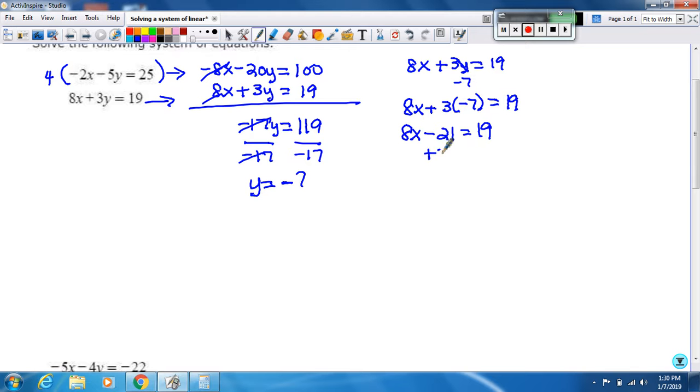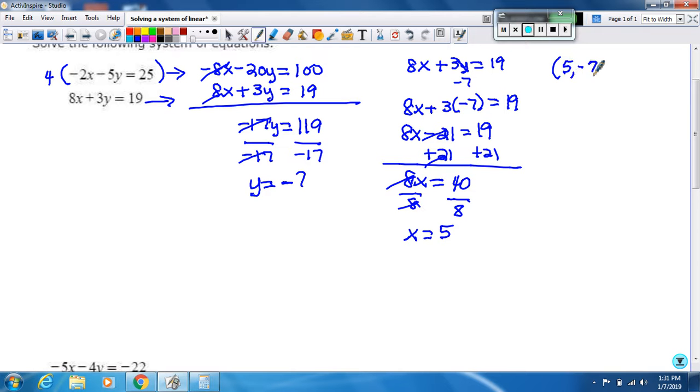I'm going to add 21 to both sides. Bring down the 8x, opposites cancel, equals 21 and 19 is 40. Divide both sides by 8. So x equals 40 divided by 8, which is 5. So x is 5 and y is -7. If you want to write your answer as an ordered pair, it's alphabetical order, so x and then y.